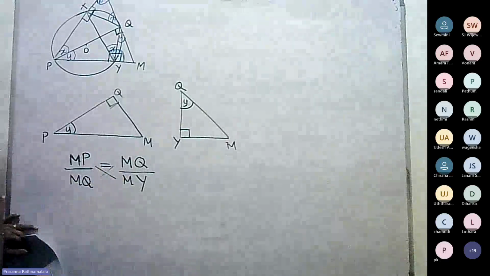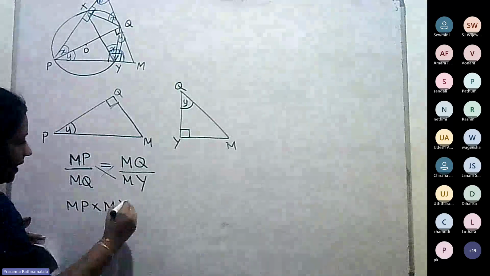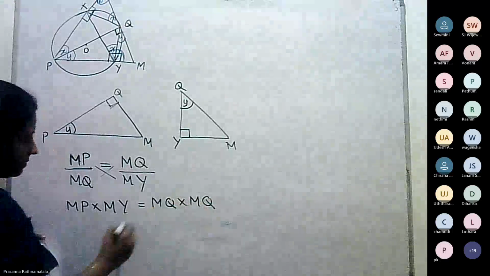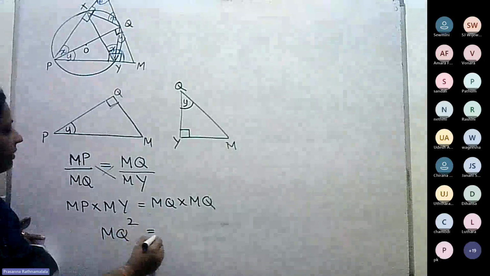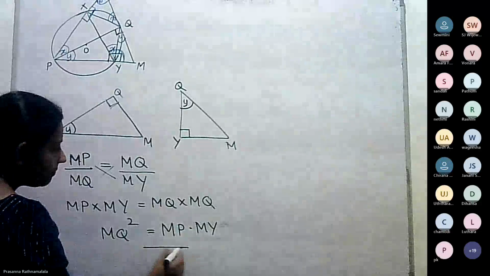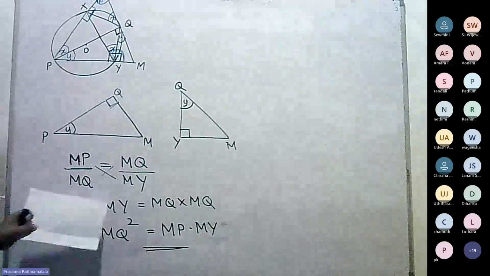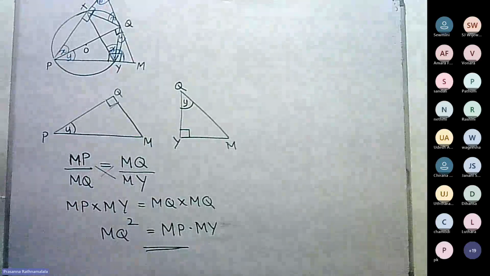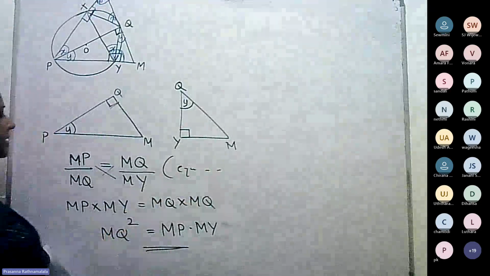Cross multiplication: MP times MY equals MQ times MQ. Then you can write MQ squared equals MP times MY. These two are equiangular. That is the reason.